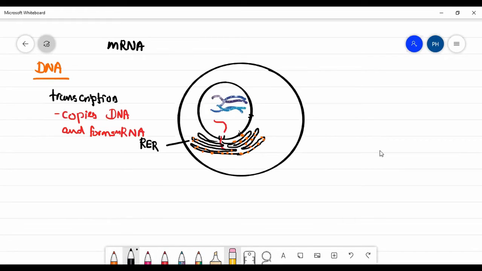The second phase happens in the ribosomes. We call this process translation. So the meaning of translation is that the mRNA sequence is read by ribosomes and proteins are made. Amino acids are joined together and those are linked by peptide linkages to make polypeptide molecules. And this process we call translation. This is what happens in the ribosome.